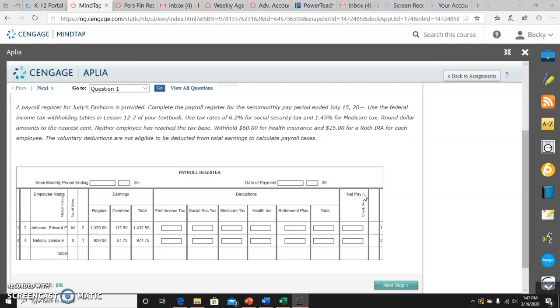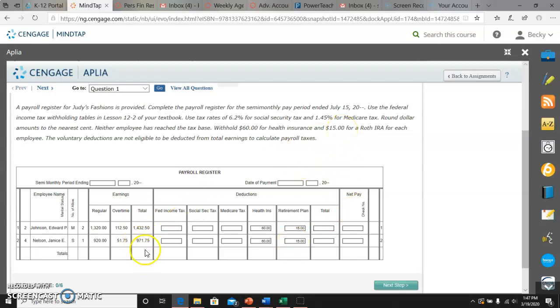So let's fill out the things that we know already so that we don't forget. It said withhold 60 for health insurance. So in the column that says health insurance, I'm going to go ahead and put 60 in both of those columns. And then it said 15 for the Roth IRA. That is a retirement plan, so I'll put 15 for both of those. So I'll at least get those spots right, if nothing else.